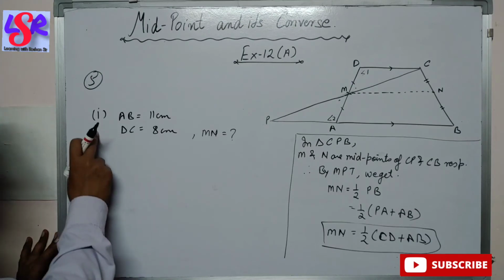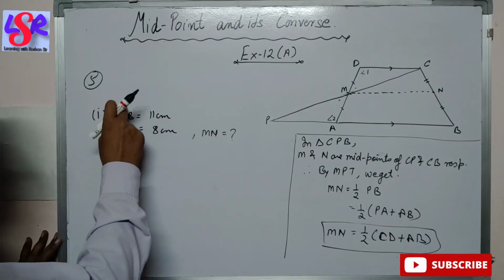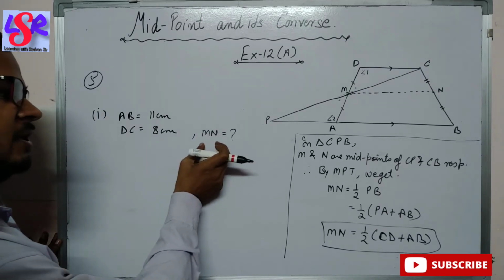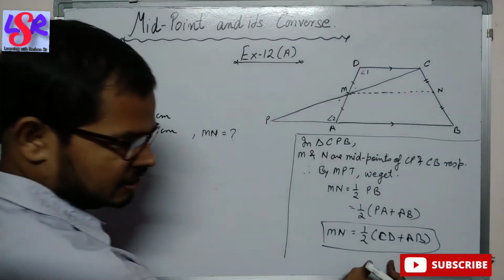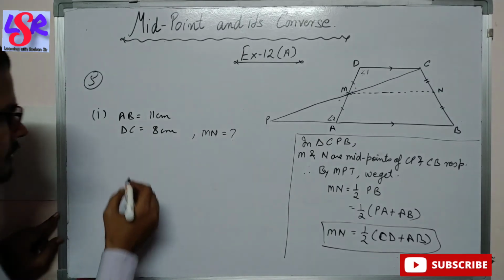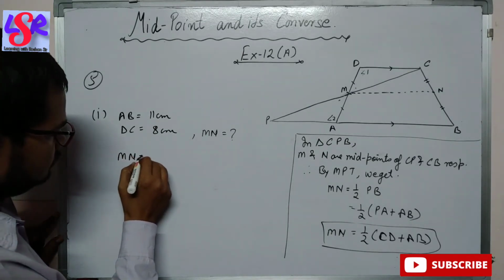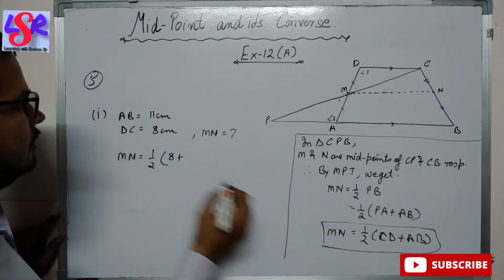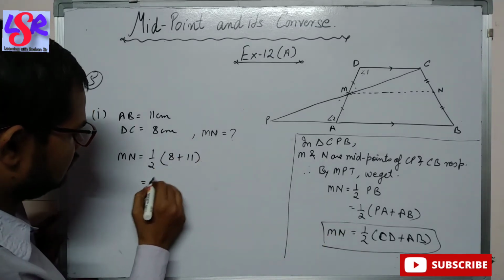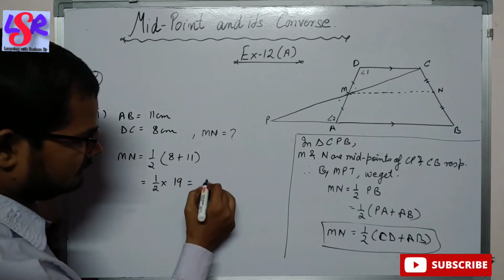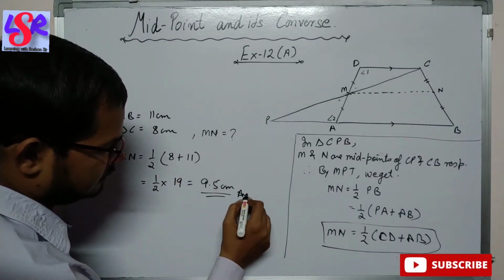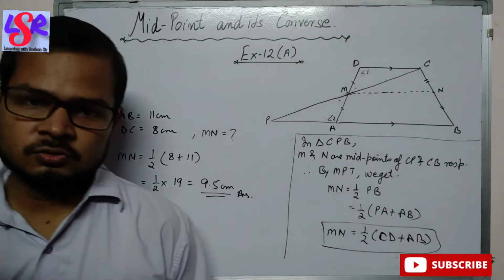Now in the first part of this question 5, we have been given AB equals 11 centimeters and CD equals 8 centimeters, and we have to find the value of MN. Using this relation, MN equals 1 upon 2. In place of CD we write 8, and in place of AB we write 11. So this will be 1 upon 2 into 19, which equals 9.5 centimeters as the answer. And similarly, we can do the rest of the parts.